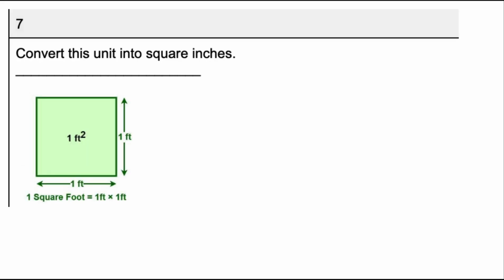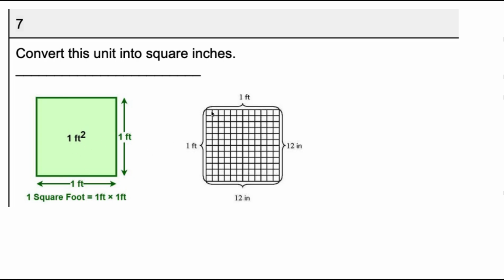Number 7, convert this unit into square inches. So for every foot, so this is 1 foot by 1 foot, okay? And so this is 1 foot squared, 1 times 1 foot squared. If we converted 1 foot into 12 inches, it would be 12 inches times 12 inches, which is 12 times 12, 144 inches squared.